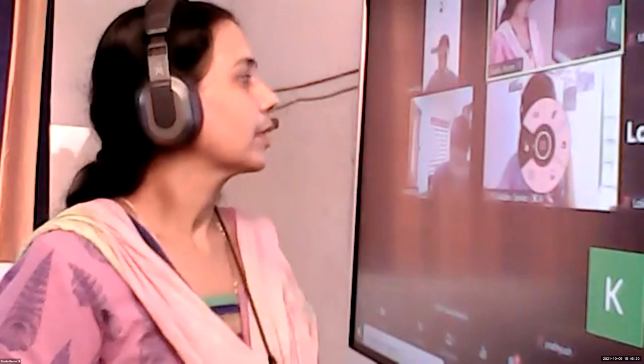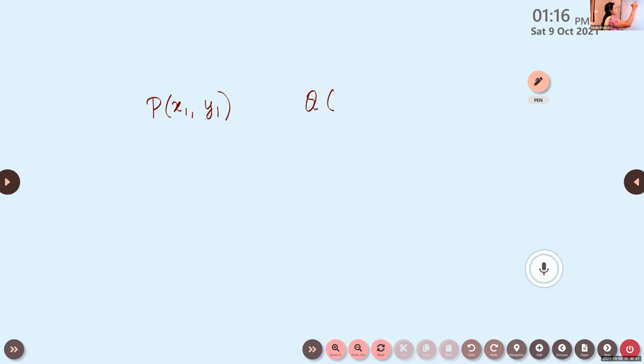Suppose P(x1, y1) and Q(x2, y2) are the two points, and R is a point which divides PQ internally in the ratio m:n.